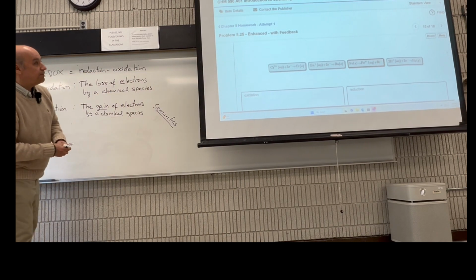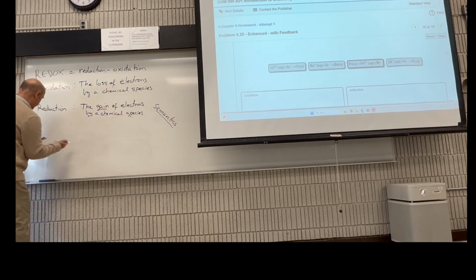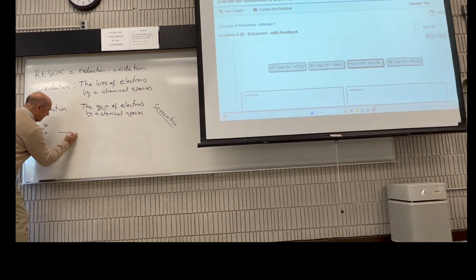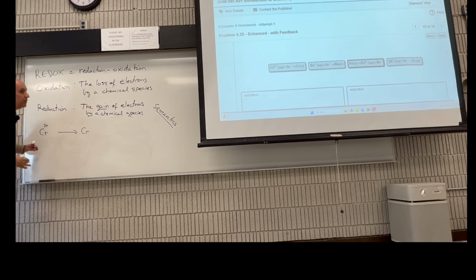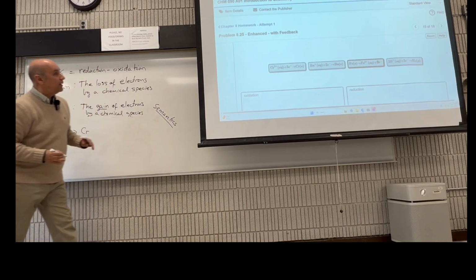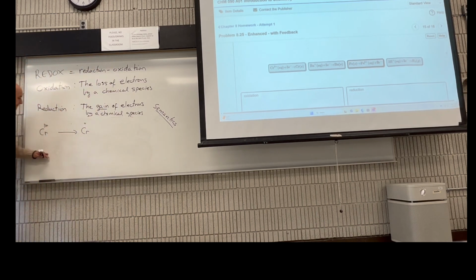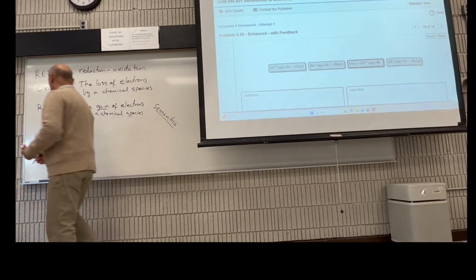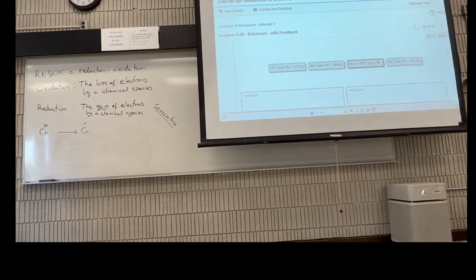In fact, chromium 3 plus becomes chromium 0. And before I put the electrons that are already here, you tell me where the electrons go. So are we adding electrons to chromium 3 plus, or are we adding electrons to chromium 0?